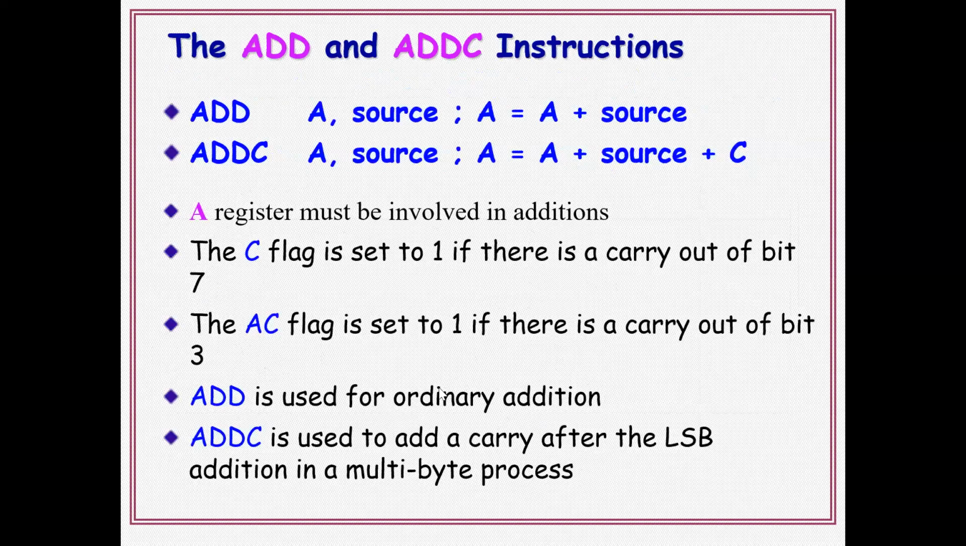The first instruction is ADD, so ADD A comma source. Here A equals A plus source. We know that always the first operand is the destination operand, the second operand is the source operand. After completion of this addition operation, the result will by default be loaded into the destination. That destination is by default the accumulator for most of the cases.